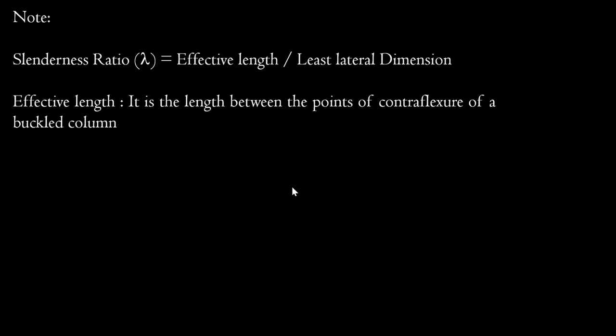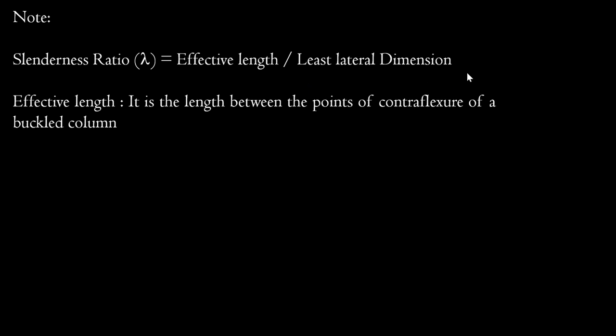Now we need to have some basic understanding of the slenderness ratio. That is slenderness ratio you have studied in your strength of materials. That is the effective length by least lateral dimension. Effective length is the length between the points of contraflexure of a buckled column. For a column, we call this the effective length. That is the point of contraflexure, that is the point of zero moment.